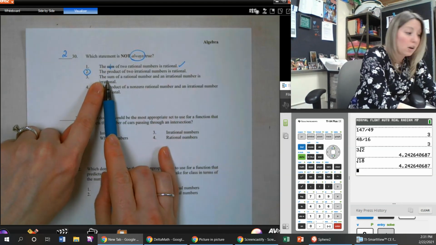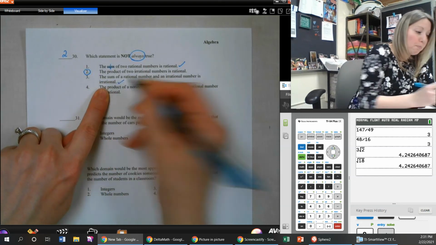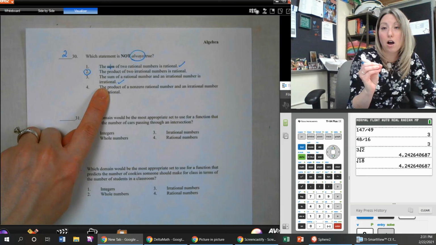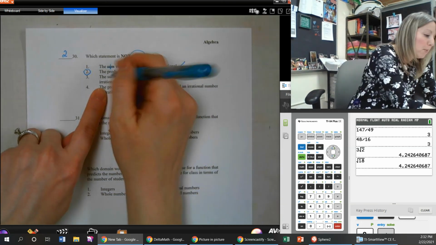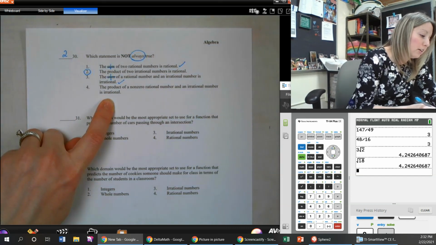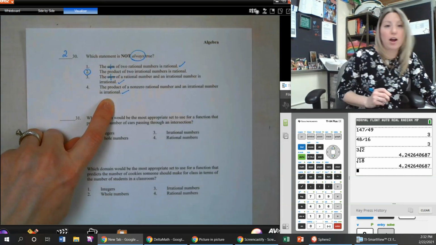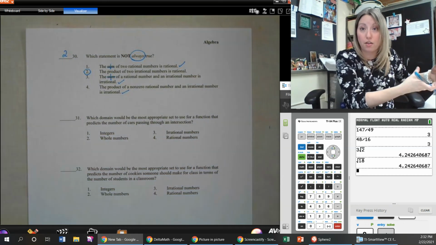They're always true. The sum of a rational number and an irrational number is irrational. Yep. A mixing of number sets, the result is irrational. For sum, for adding. The product of a non-zero rational and irrational is always irrational. Yes, and we just saw that on the example I had just done on the other page.